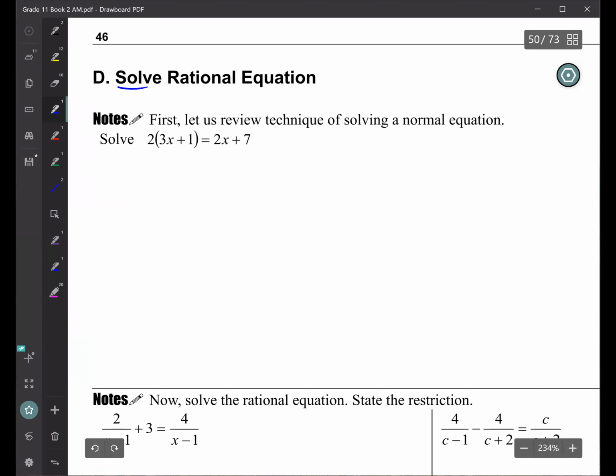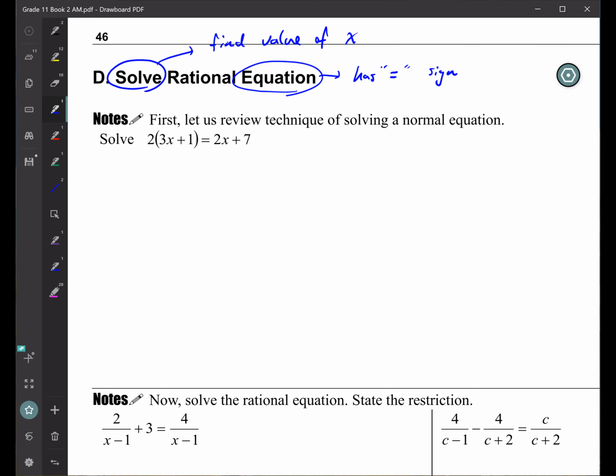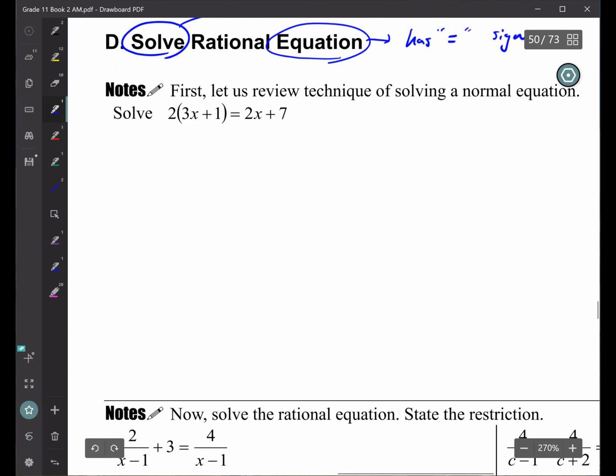So when you solve, it means to find the value of x. Okay, it's not simplifying. Simplifying is just making it look shorter, not solving for x. Okay, so in the equation, it will have an equal sign. If it's not an equation, if it's just simplifying, you don't see equal signs. Okay, that's a difference. So for the first one here, how do we begin solving this one?